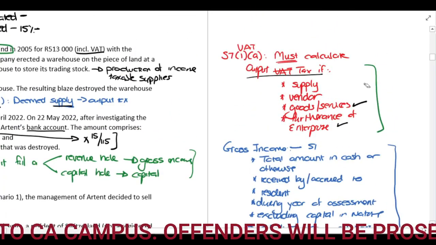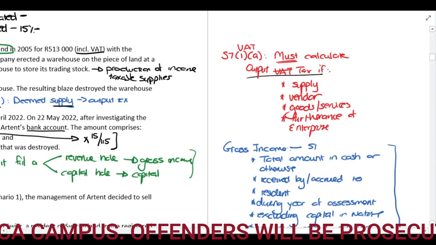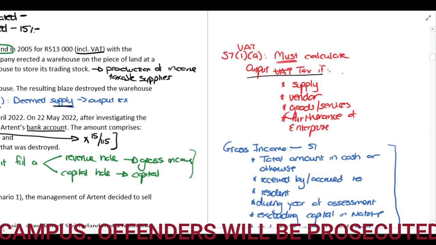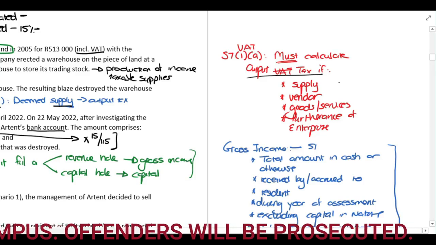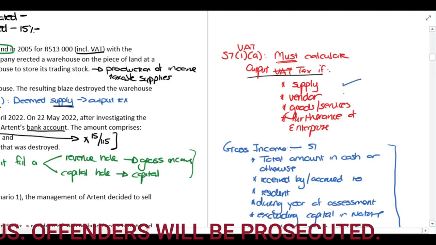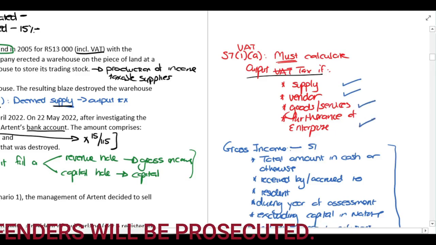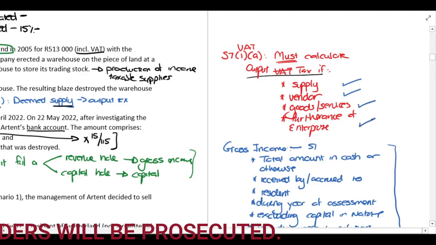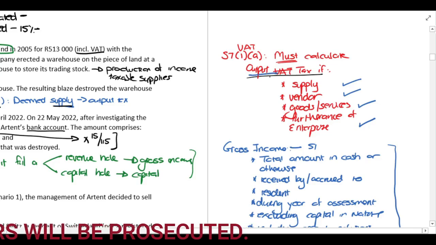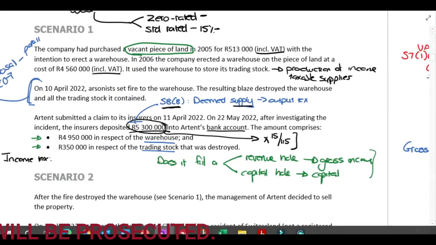Because if it meets these requirements we saw over here, then there must be output tax. Is there a supply? Yes, remember, a supply is a service rendered or goods sold. Is it a vendor? Yes. The land is goods, and this is for our business. This is part of our business. So yes, we will have to calculate output tax.